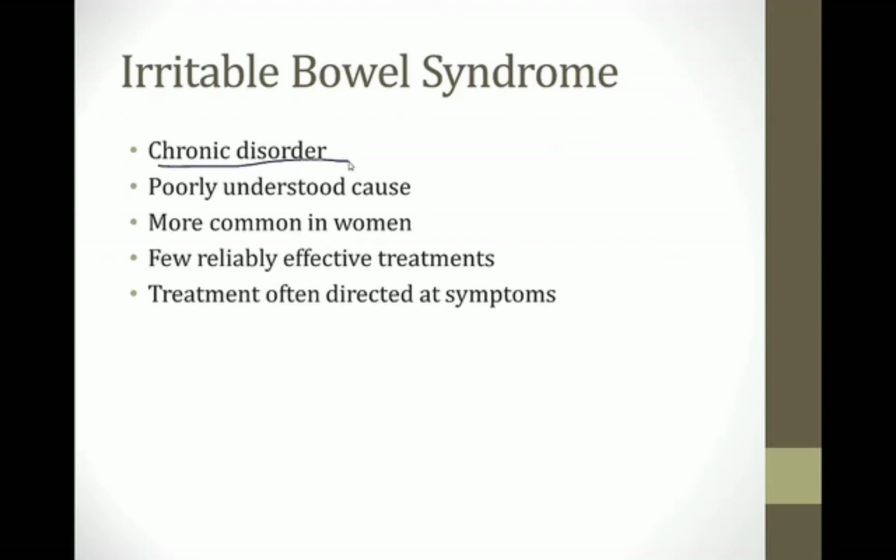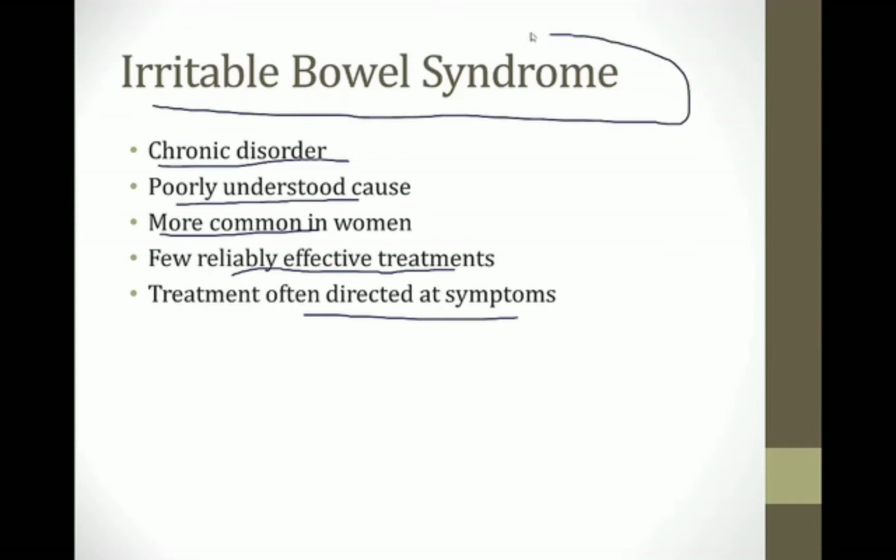This is a chronic disorder. It has a poorly understood cause. It's more common in women. It has few reliably effective treatments. The treatments are often directed at symptoms. So for example, if the patient is constipated, you try to treat constipation. If they have diarrhea, you try to treat diarrhea. This is a very common disorder that you'll see many times in the primary care setting, and unfortunately, we have very few effective treatments for it.